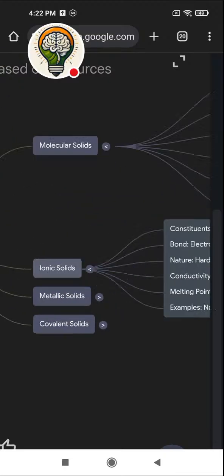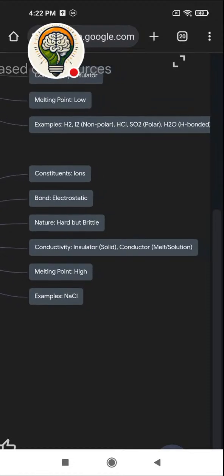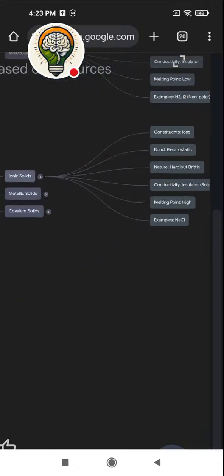Then the ionic solid: constituents are ions and bond is electrostatic, hard but brittle, conductivity insulators in solid, and conductor in molten or solution state. Melting point is high. An example is NaCl.